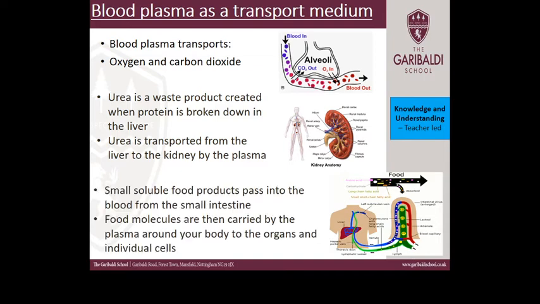Then we have finally, which we talked a bit about in digestion, so you should remember it. Small soluble food products, soluble means can dissolve in water, pass into the blood from the small intestine. And we know this because when we look at digestion, in the small intestine is where all the nutrients are extracted from our food. So food molecules are then carried by the plasma around the body to the organs and individual cells where it's needed.